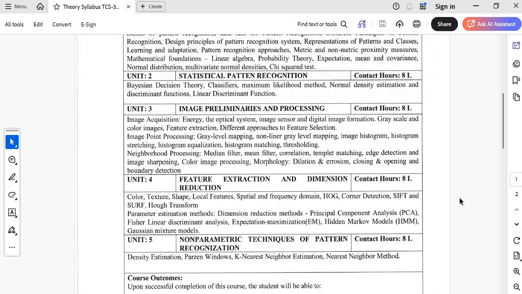Step number 5, diagram practice. That is very important. You can prepare some diagrams for number 1, pattern recognition system. Number 2, image acquisition system. Number 3, histogram processing. And number 4, morphological operations. You can prepare some diagrams from this unit.